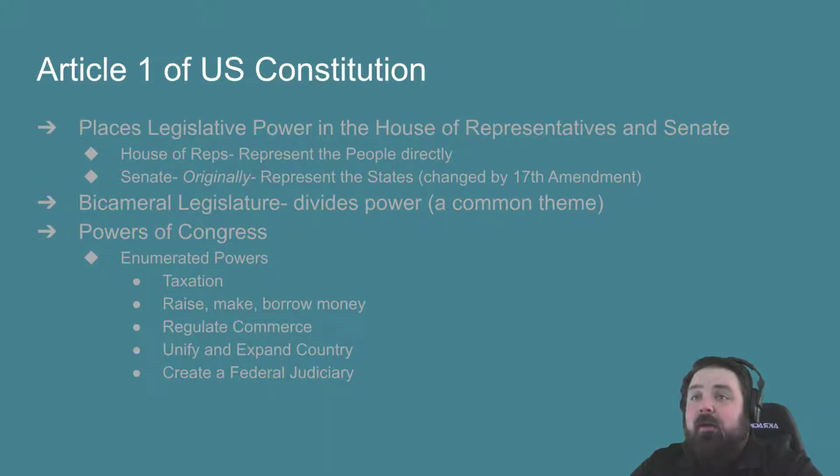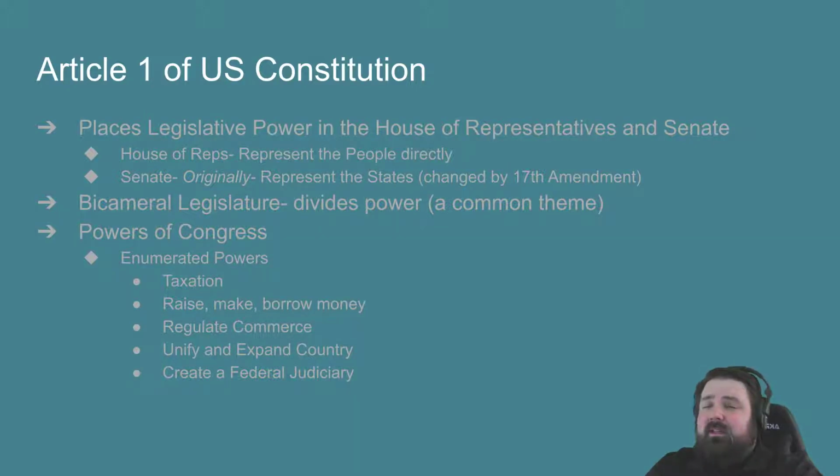The first big power granted to Congress in the Constitution is the power to tax, right? This is a direct response to the issues that arose in Shays' Rebellion under the Articles of Confederation. Congress didn't really have the ability to raise funds to operate a government. So the very first thing that our founding fathers did once they created a legislature is they gave it power to raise money. It could raise, borrow, and make money for the country, so it's able to do things.